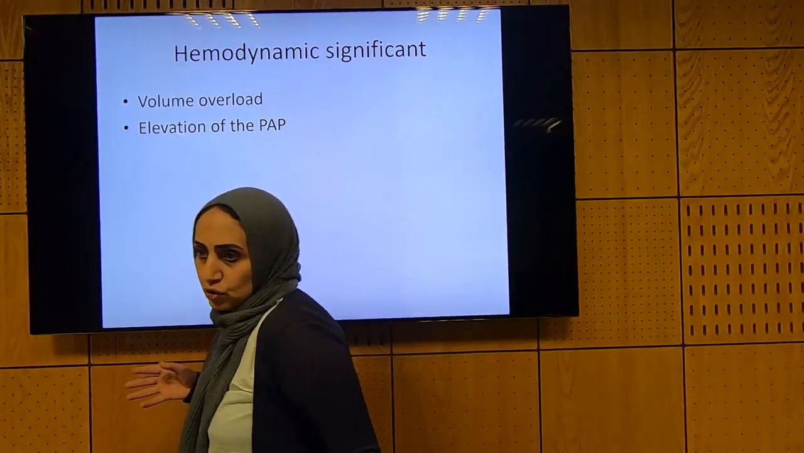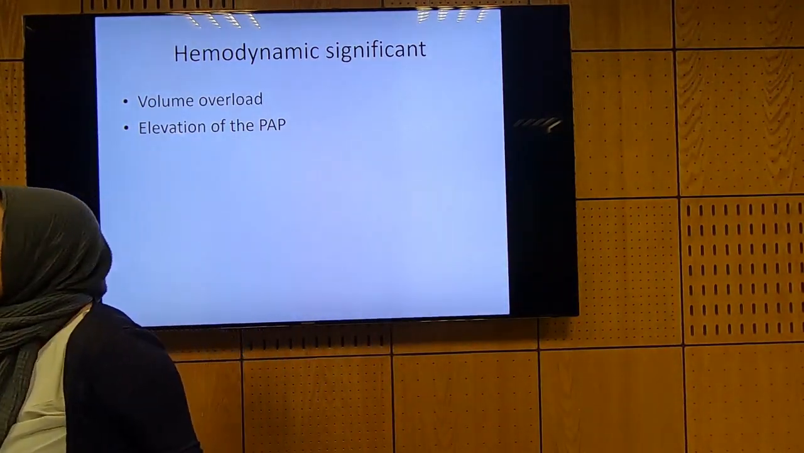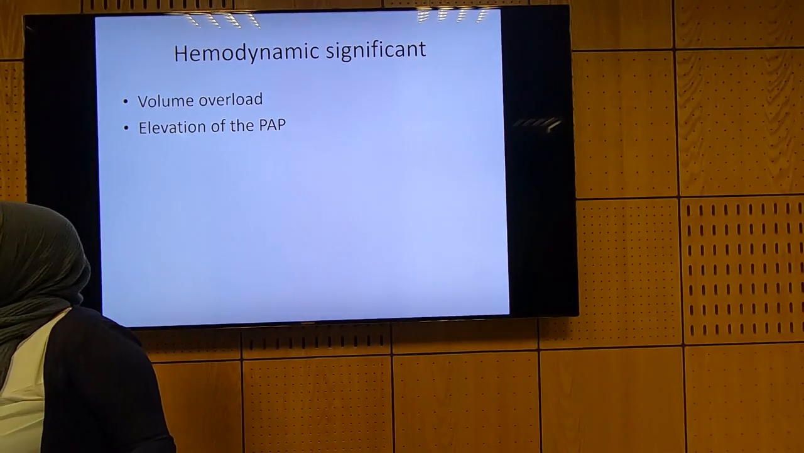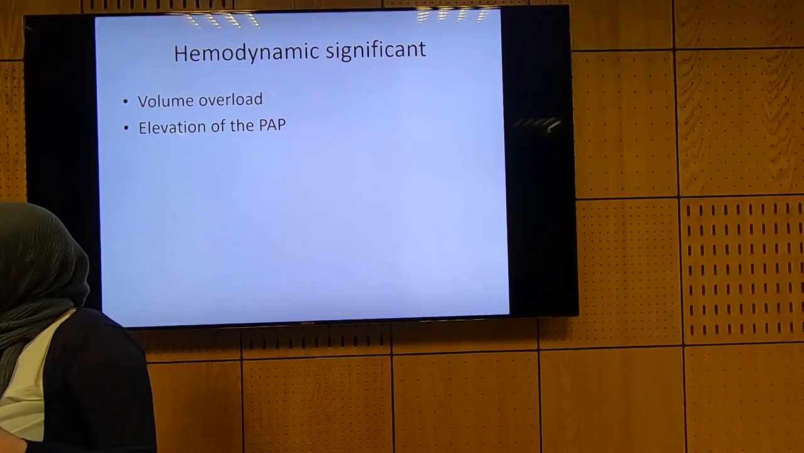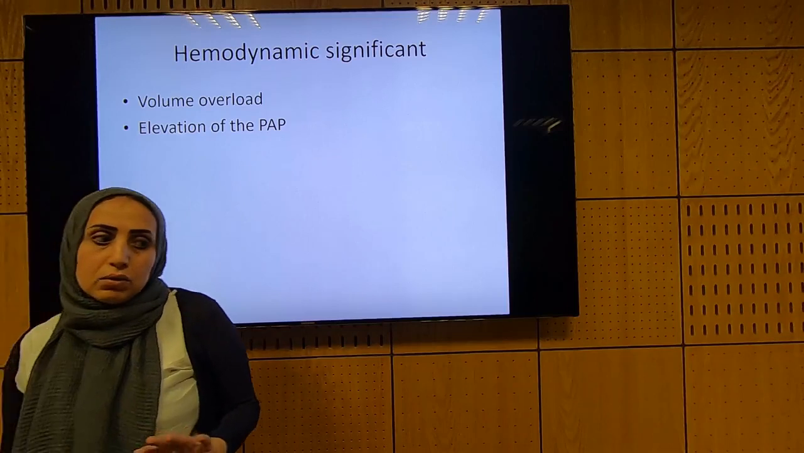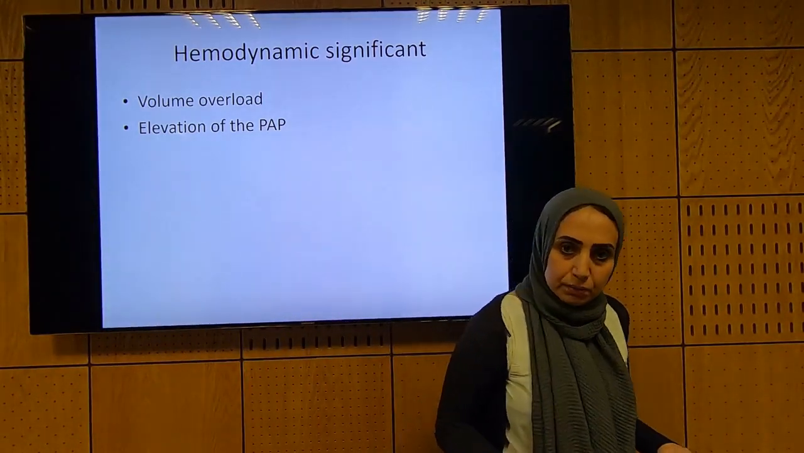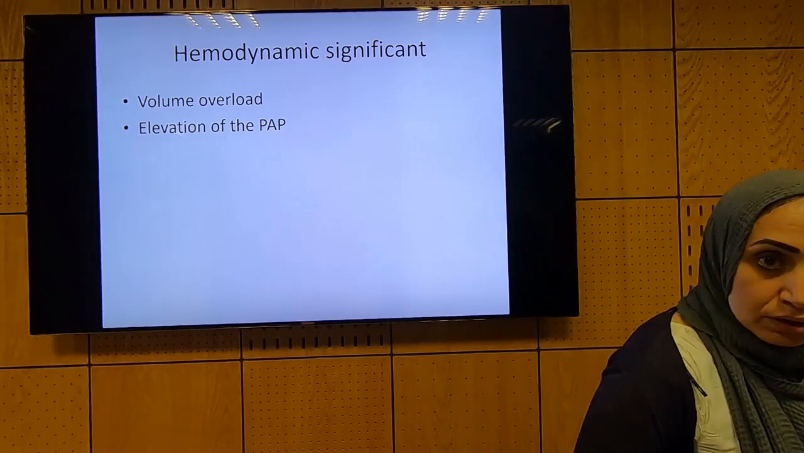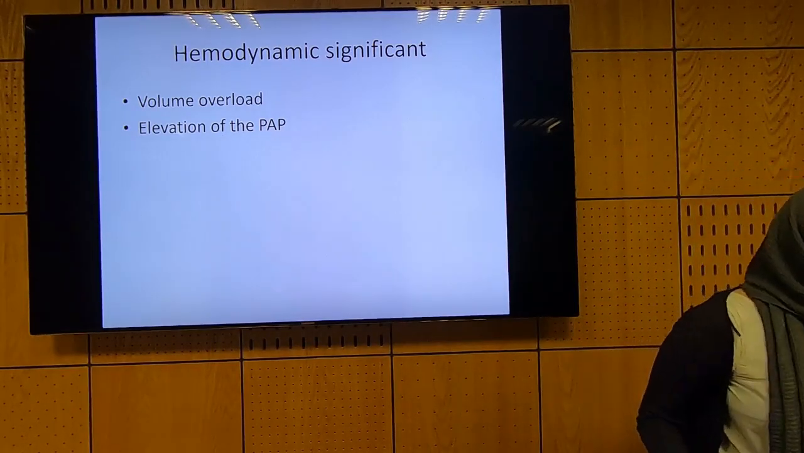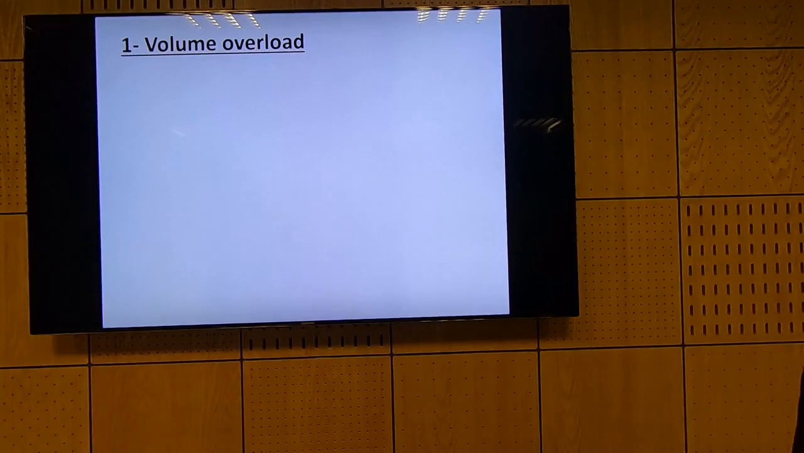Or does the left to right shunt cause an elevation in pulmonary artery pressure? If it's hemodynamically significant, does it mean it is equivalent to being an Eisenmenger? Elevated pulmonary artery pressure might be reversible, so we have to assess it. Okay. Volume overload.